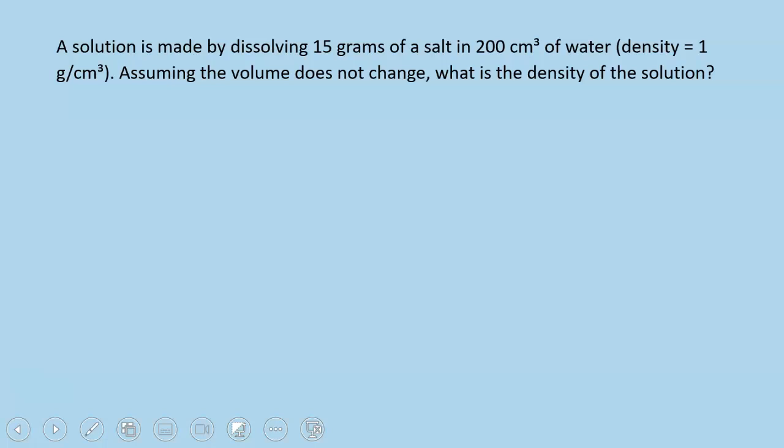Sometimes when I see that there are multiple substances like salt, water, and solution, it is good for me to use subscripts so that I know that I am looking for the density of the solution. That means that I have to have the mass of the solution divided by the volume of the solution.